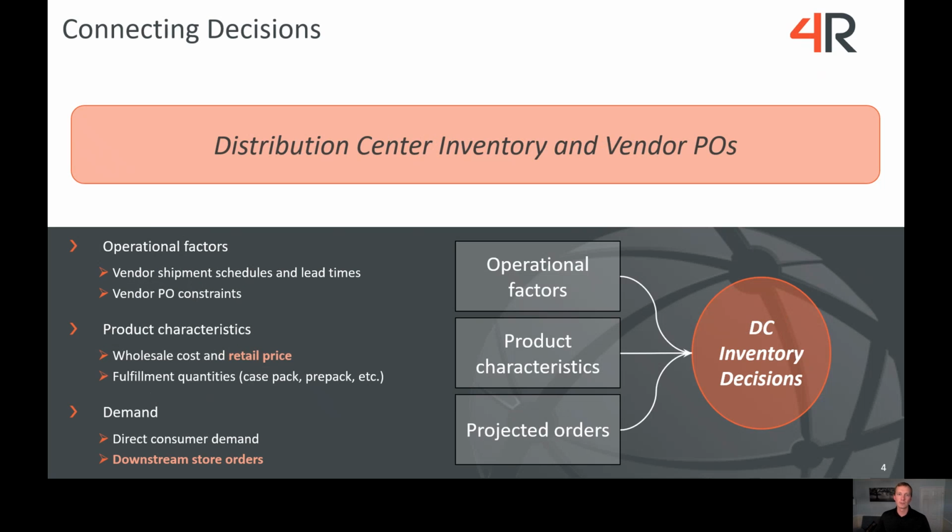Now, going further upstream in the supply chain, we decide how to maintain inventory in distribution centers. Of course, some factors are the same, but additional consideration should be given to things like vendor ordering constraints and other delivery details. Additionally, future decisions further downstream should be considered. These are the orders placed for products to be sent to retail locations in the coming days and weeks.